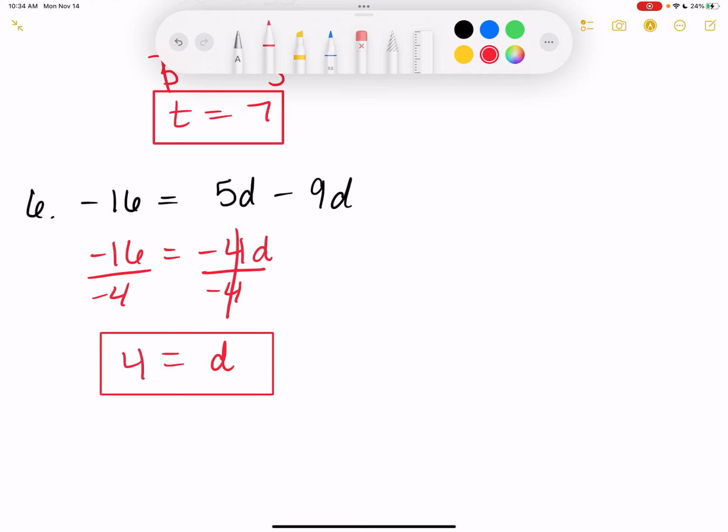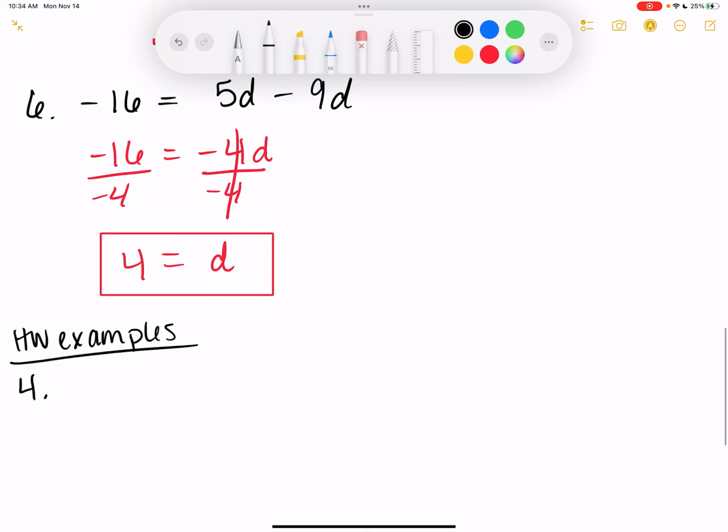All right, so then that's all the guided practice. So we're going to move into the actual homework examples. So just doing the same thing just to get some more practice. Number 4, 5h plus 4 equals 19.